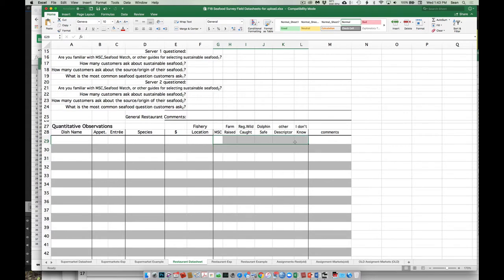So what was the source of the capture of the fish? Was it MSC certified? I put a tick mark there. Was it farm raised? I put a tick there. Was it just regular wild caught? Was it dolphin safe? Or something else, if it says something specific, I'm going to write in that other, I say other, and I'm going to put it over here. Or they just say, don't know, right? So, Jonathan.